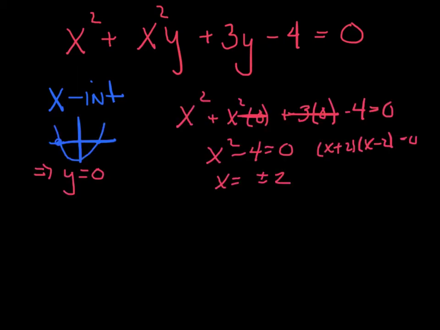So hopefully you can follow my work. X-intercept means y equals 0. If it's the x-intercept, plug 0 into y. Y-intercept, plug 0 into x. I quickly plugged it in, and I've got plus and minus 2 for answers.